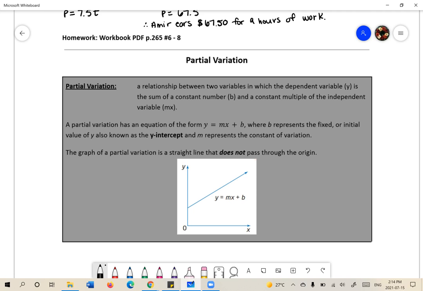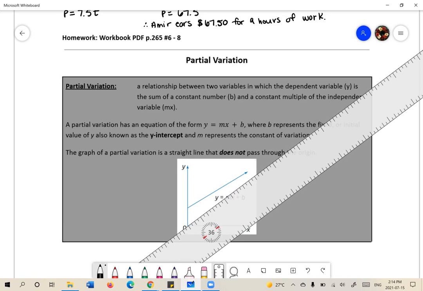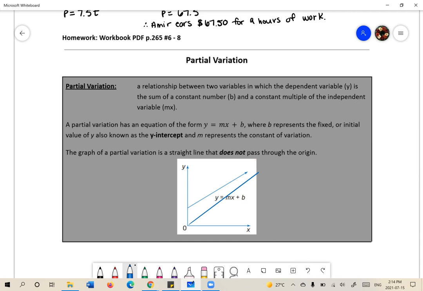Direct variation, we learned, will go through the origin. Here is an example of direct variation. My line is going through the origin. If my line is not going through the origin, it is partial variation. And this is an example here of partial variation. It could be anywhere else, this line passing through the y-axis, but not meeting at the origin. But this is just one example. The constant of variation is the same for both direct and partial. The constant of variation is your slope.